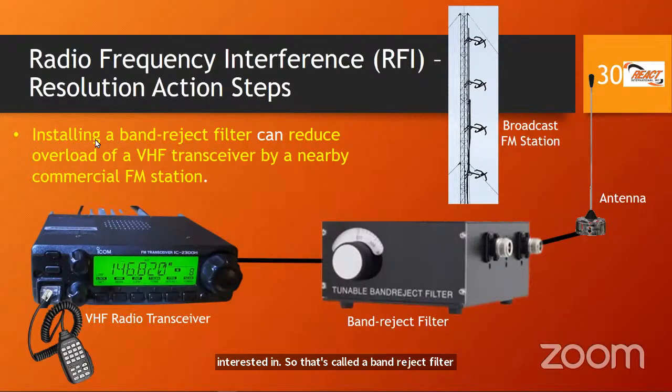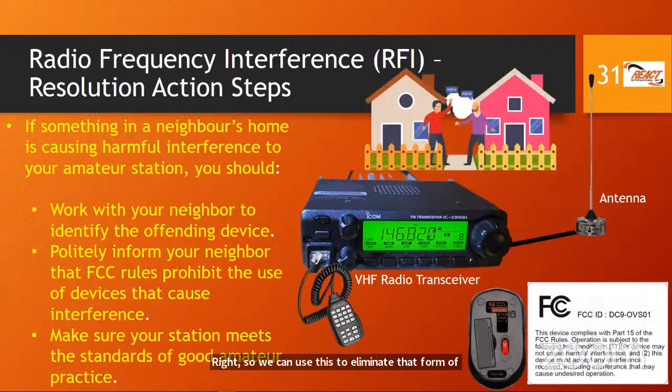It says that installing a band reject filter, this device here, can reduce overload of our VHF transceiver. This is our amateur VHF transceiver by a nearby commercial FM station. And this is the nearby commercial FM station that is causing us the stress, right? So we can use this to eliminate that form of interference. Okay, let's continue.